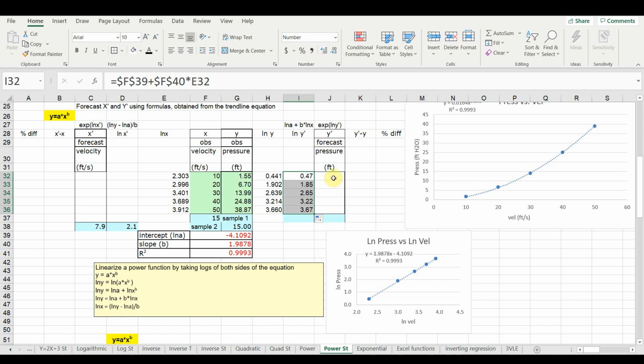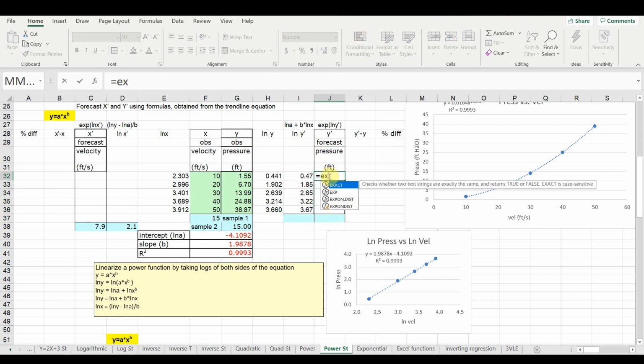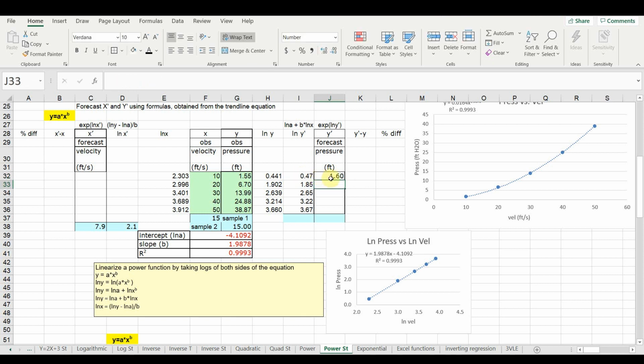Now we want to forecast the actual y value. Well, that would be the anti-ln of ln y. That'll be exp, the exponent, of the ln y. 1.60. How does that look? Yes, it looks pretty close to our original y value.